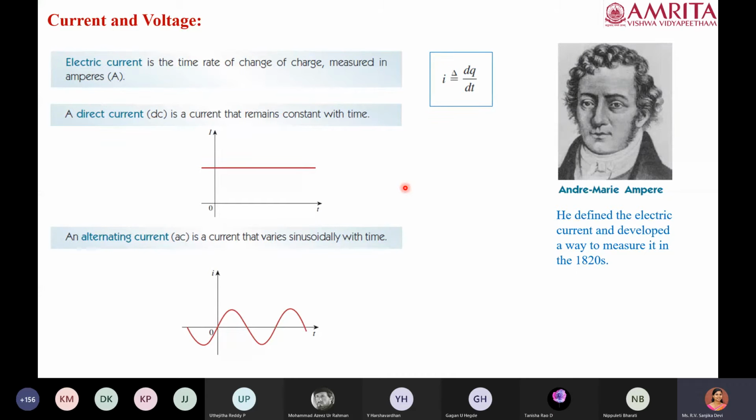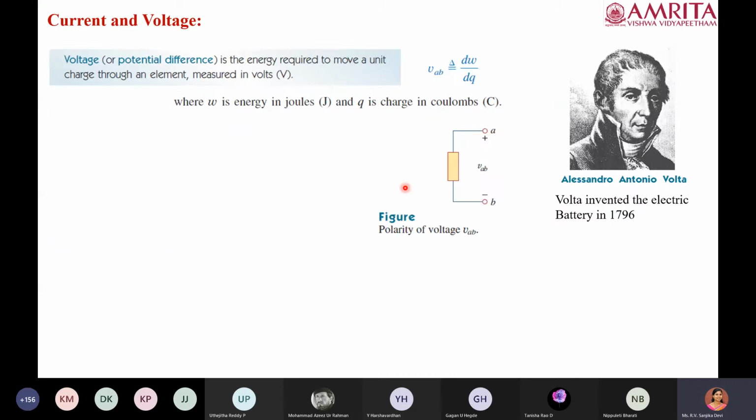Yeah, and the next fundamental measure is the voltage. Okay, so basically voltage is defined as the energy required to move a unit charge through an element, and it is measured in volts. Say for example, if you have 2 points A and B, the energy which is required to move a unit charge from point A to point B is basically called the voltage or the potential difference between the 2 points A and B.